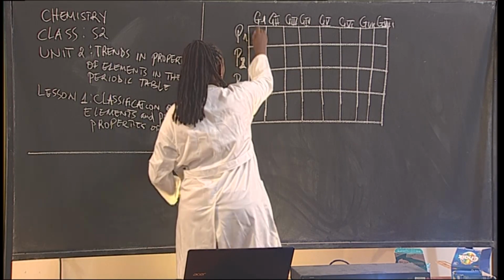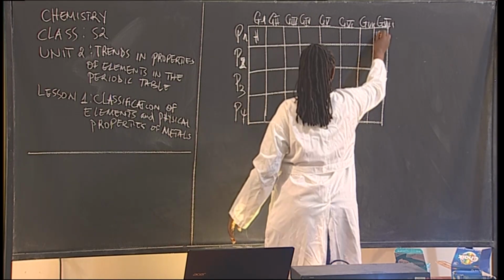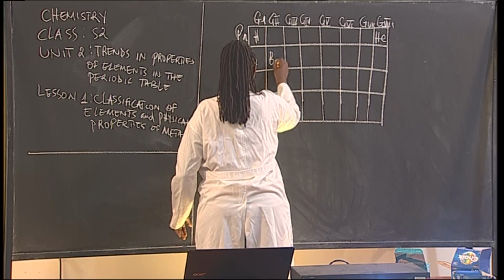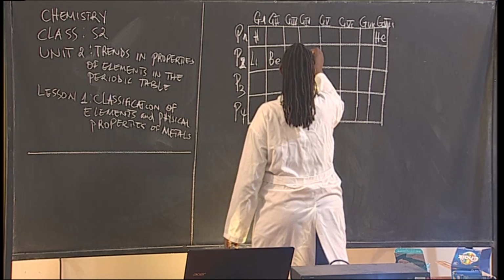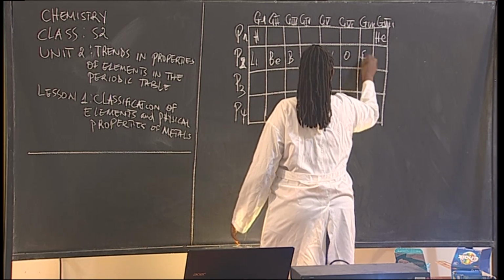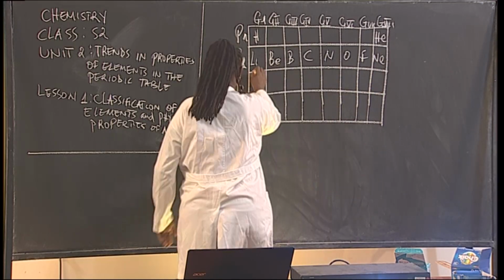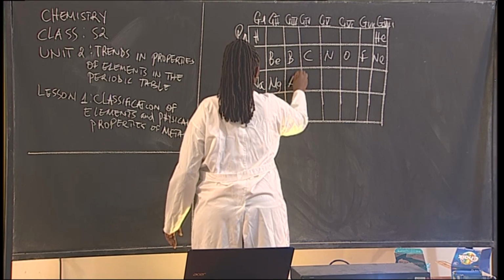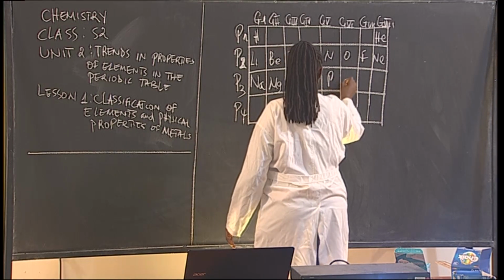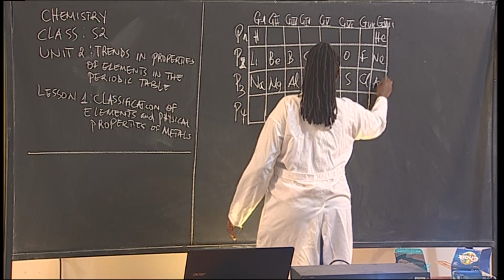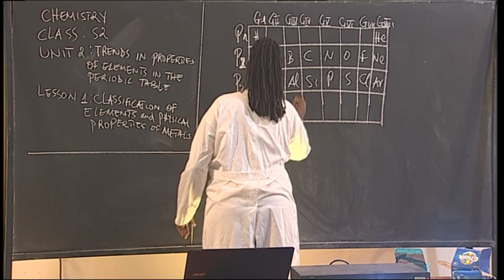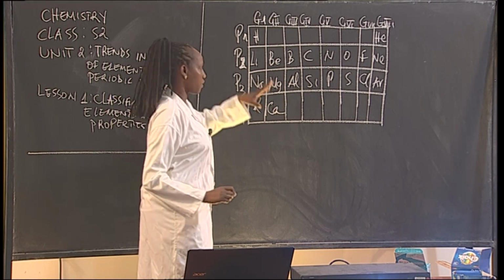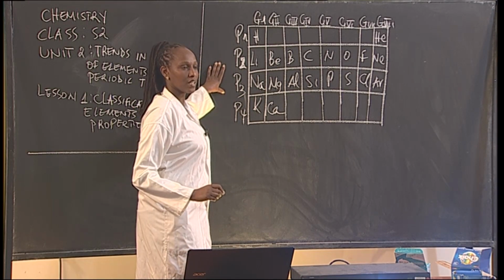So here we have hydrogen, here we have helium, lithium, beryllium, boron. So these are the ones that normally we put emphasis on: the first 20 elements of the periodic table that we focus on when we are still in O level.